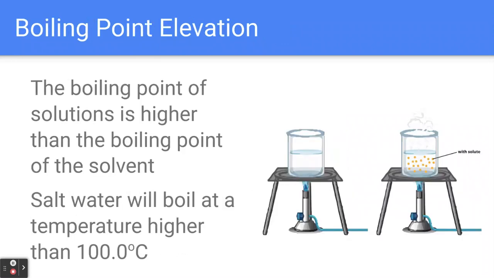Boiling point elevation just means that the boiling point of solutions is higher than the boiling point of a solvent. So salt water will boil at a temperature higher than 100 degrees Celsius. Pure water boils at 100 degrees. If we've got salt water, it's going to boil above 100 degrees Celsius.